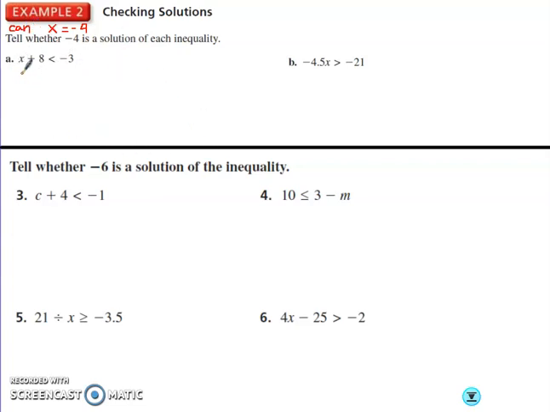So in A, I'm going to take my x, and I'm going to replace it with a value. So I left x blank, and I'm going to input my negative 4. This is the value that we're testing. And I simplify to see if this is true. Negative 4 plus 8 gives us positive 4 is less than negative 3. This is not a true statement. 4 is positive, which automatically makes it bigger. So negative 4 is not a solution.